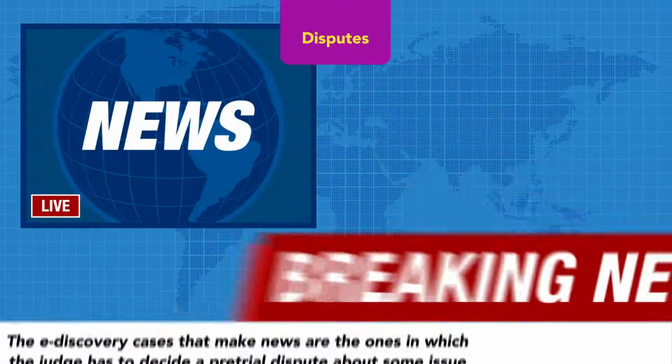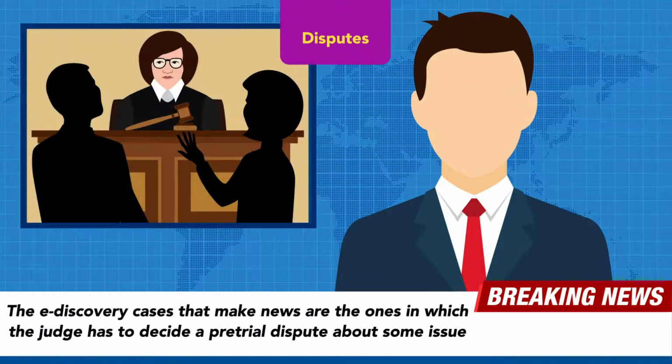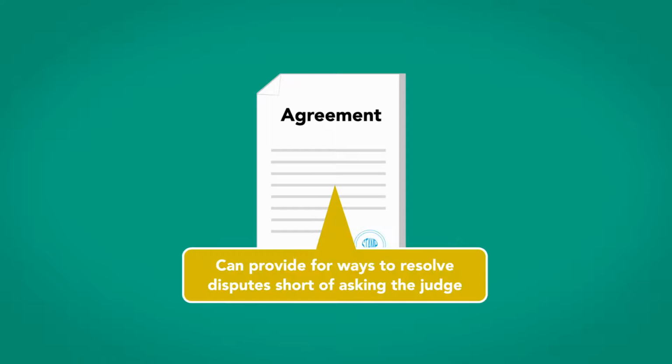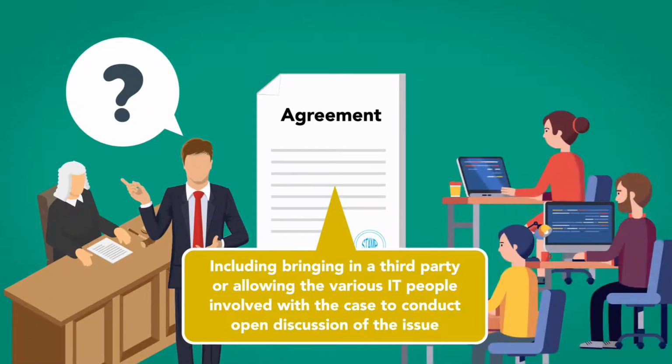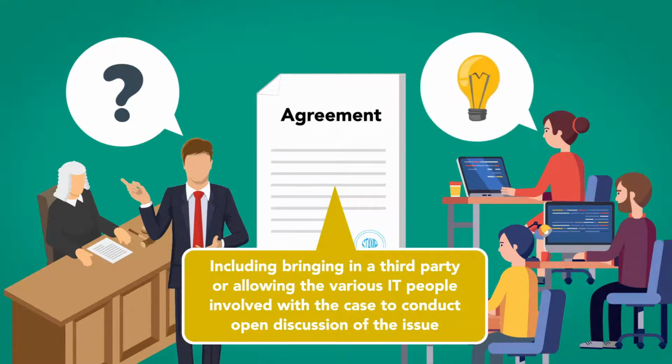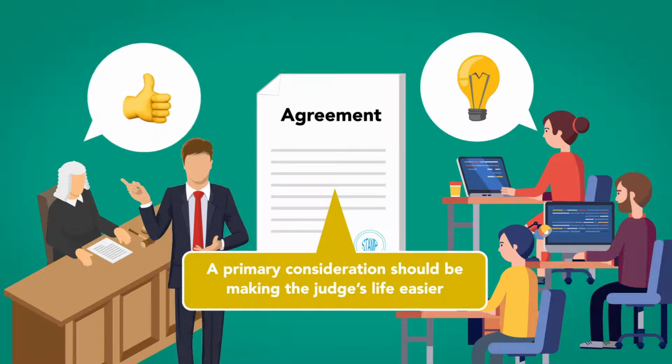Disputes. The eDiscovery cases that make news are the ones in which the judge has to decide a pretrial dispute about some issue. But the agreement can provide for ways to resolve disputes short of asking the judge, including bringing in a third party or allowing the various IT people involved with the case to conduct open discussions of the issues. A primary consideration should be making the judge's life easier.